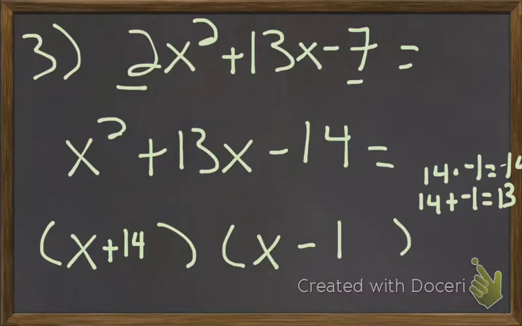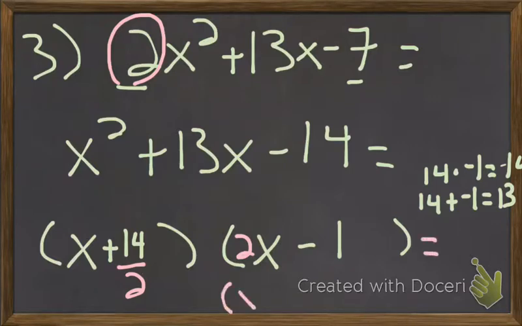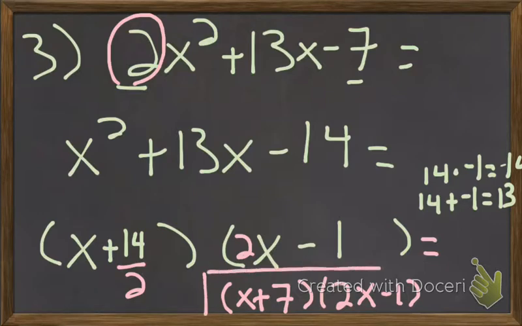And then you have to look at your first term because it's a little bit different, this type of problem. So we look at our first term now, which is 2. So which one can we divide, 14 or negative 1, by 2? The answer is 14, and then we put it in front of the other x. So our full answer is, let's write out the full one. X plus 14 divided by 2 is 7, and then 2x minus 1. This is our answer right here. Okay? That's number 3. Let's go on to number 4.